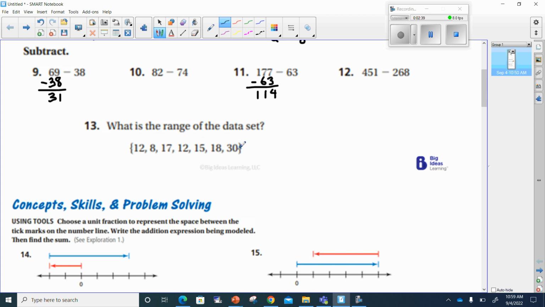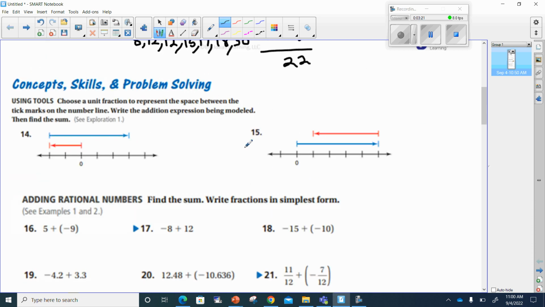Well, number 13, what is the range of this data? Remember when we talked about range, I said you have to take the biggest number minus the smallest number. But the first thing you have to do is put them in order. So let's go in order here. The smallest one is going to be 8. The second smallest is going to be 12. Then 12 again. Then 15, then 17, then 18, and then 30. We see the biggest number is 30, the smallest number is 8. To find the range, we take 30 and subtract 8. That tells us we have a range of 22.